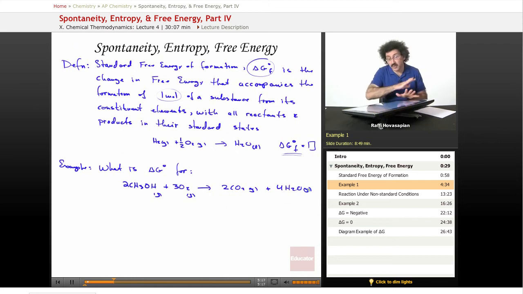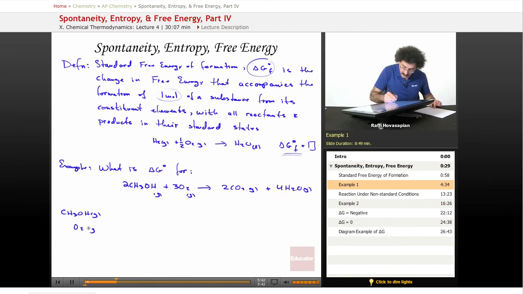Okay, now I'm going to actually write out the entries that you would see in a thermodynamic table, just so you actually see it. I know that you can flip to the back of your book, but I'd like you to see the numbers anyway. So I'm going to do the entry for all of them: CH3OH as a gas, O2 as a gas, CO2 as a gas, and H2O gas.